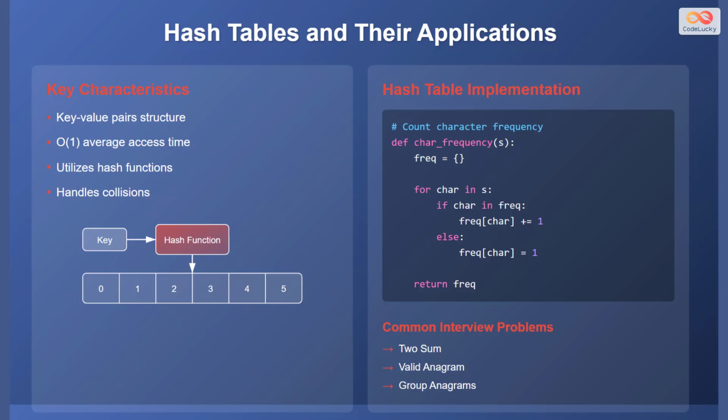Here we have a diagram which shows how hash functions work. The diagram shows a hash function taking a key as input and mapping it to an index within the hash table, which is in the form of buckets.